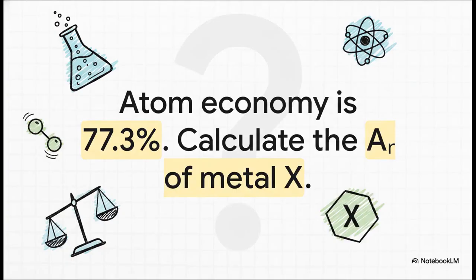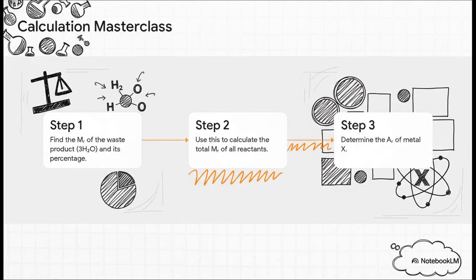They tell us the atom economy for the good stuff we want, metal X, is 77.3%. They also tell us the waste product is water. Our mission is to use these clues to work backwards and find the relative atomic mass of this mystery metal X. Let's walk through it. Now, the mark scheme actually gives a couple of ways to solve this, but we're going to take what I think is the most direct route.